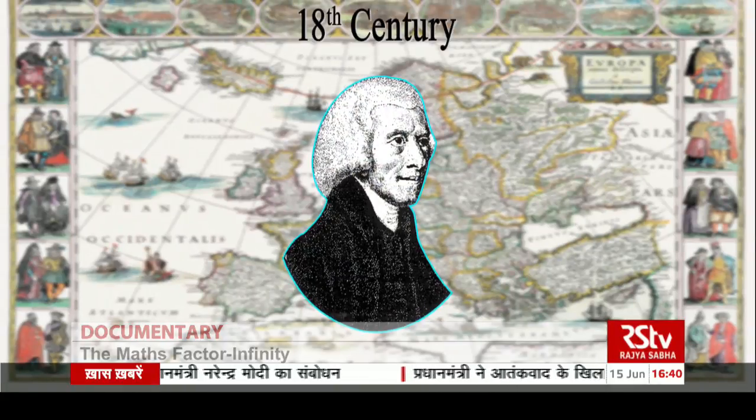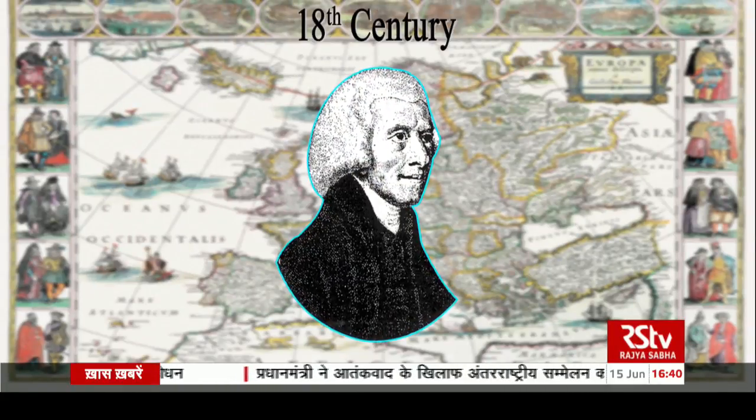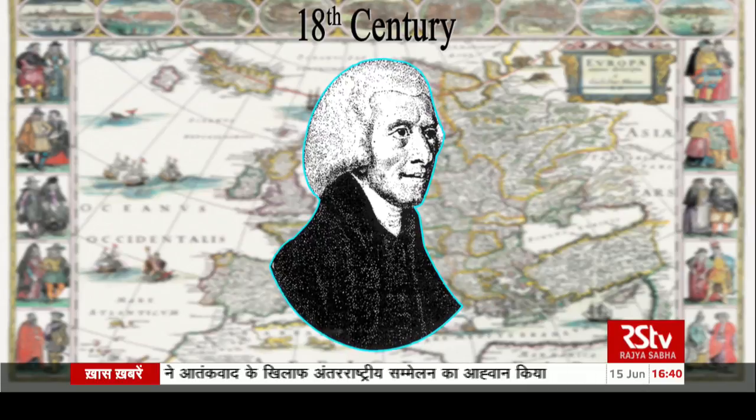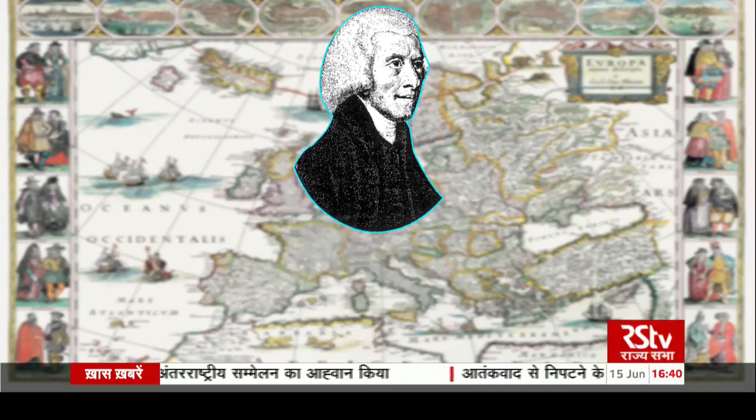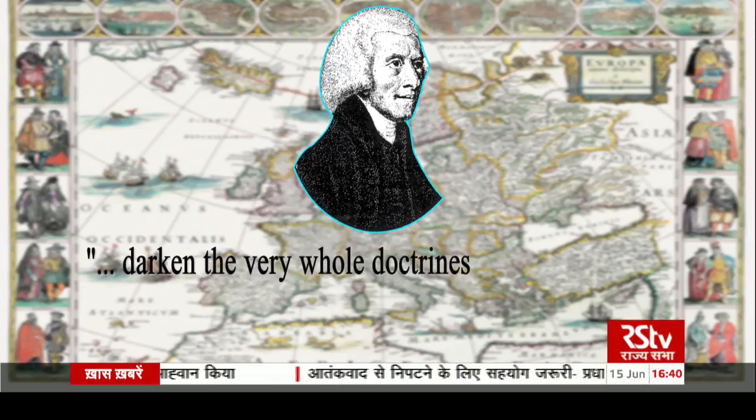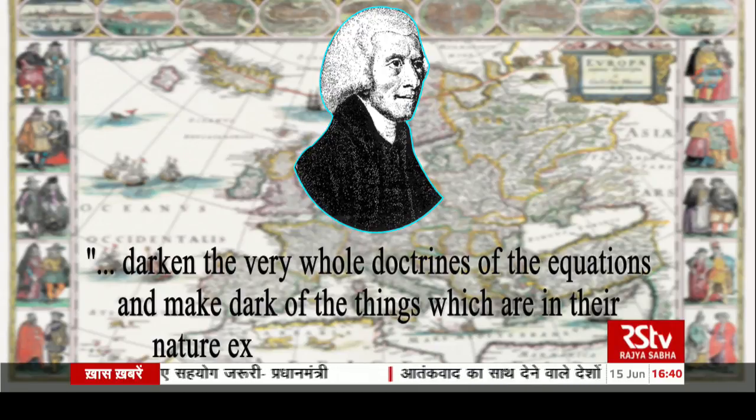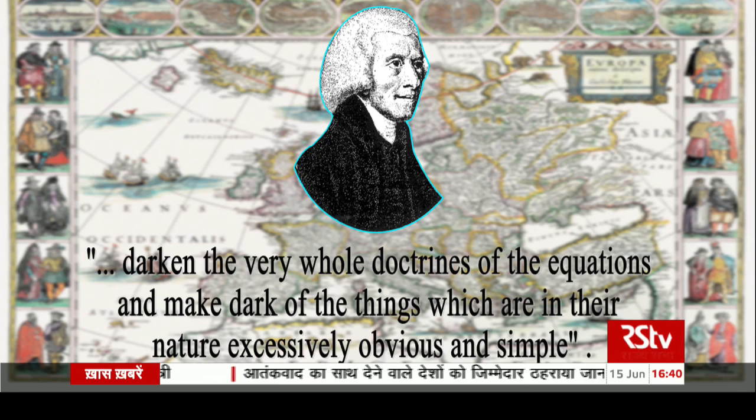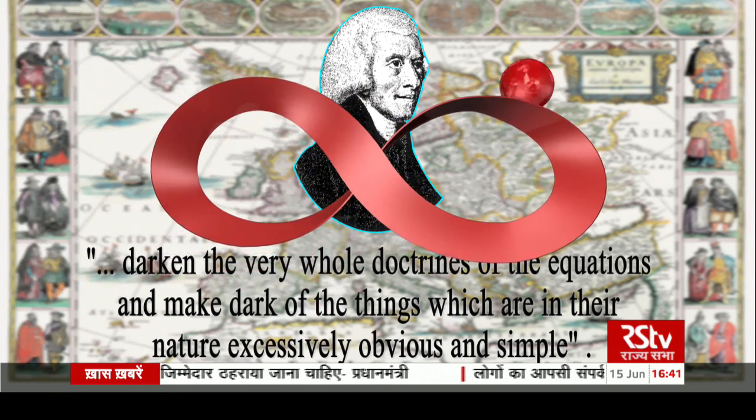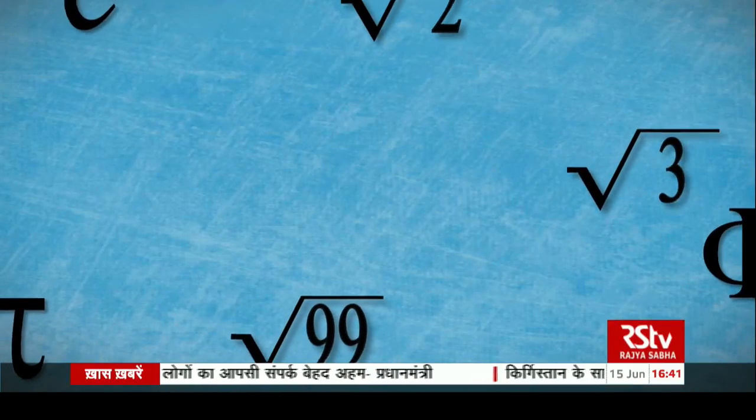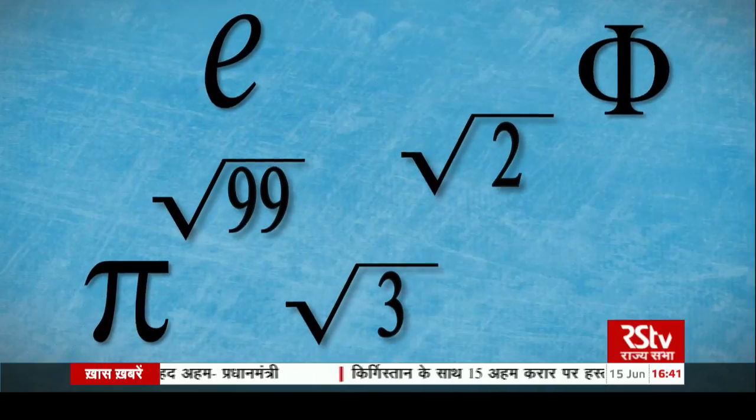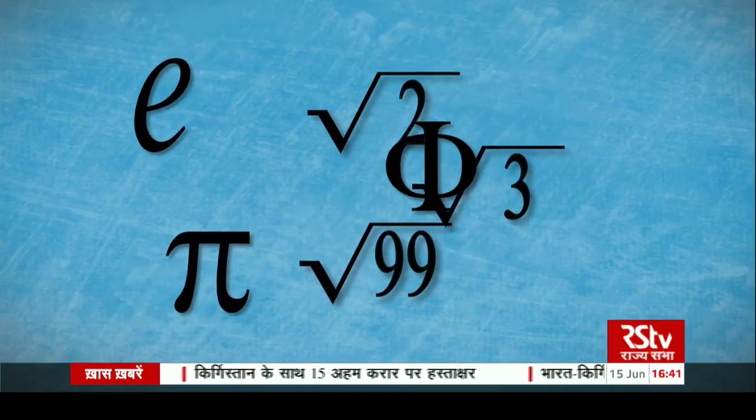Even in the 18th century, the British mathematician Francis Maseres claimed that negative numbers darken the very whole doctrines of the equations and make dark of the things which are in their nature excessively obvious and simple. Now this reaction fades into nothingness compared to the reaction to irrational numbers.